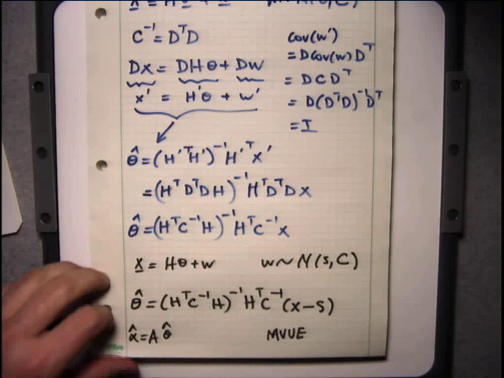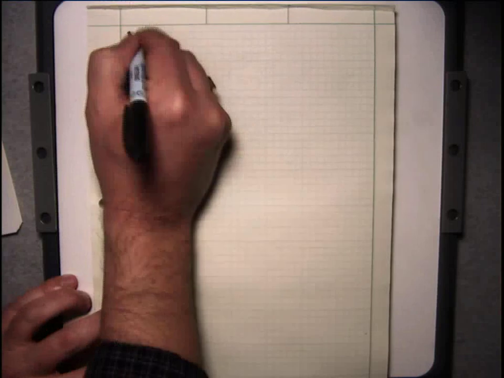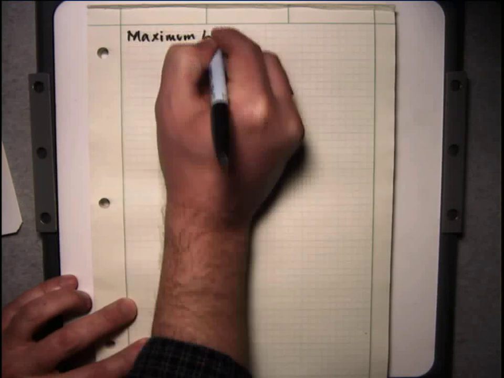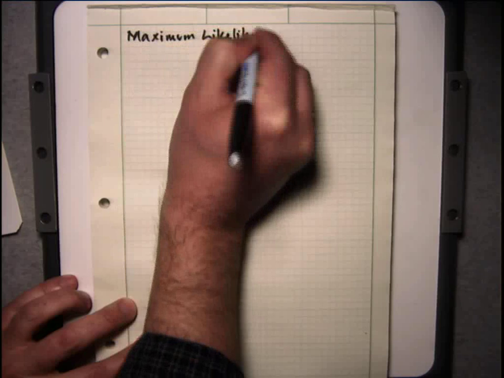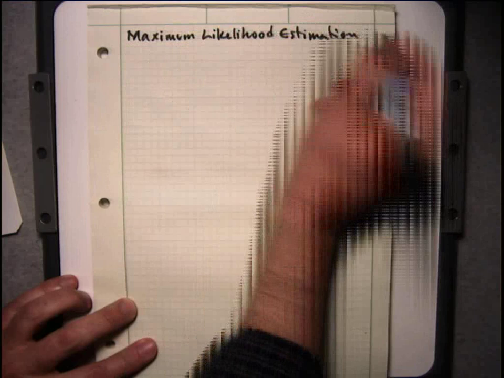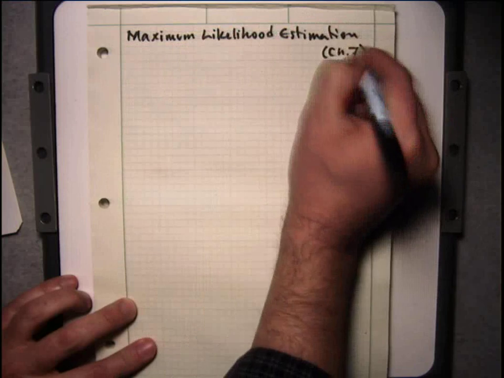All right, so the next thing I would like to do is talk about maximum likelihood estimation, which is a much more general framework for estimating parameters. And by the way, in case you're wondering, this is chapter 7 of the estimation book.